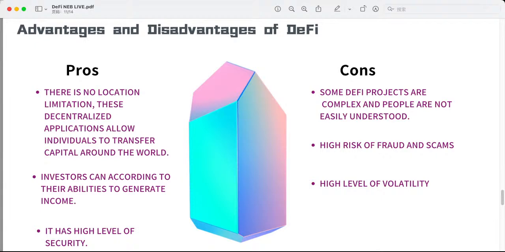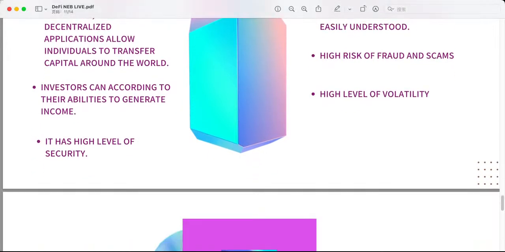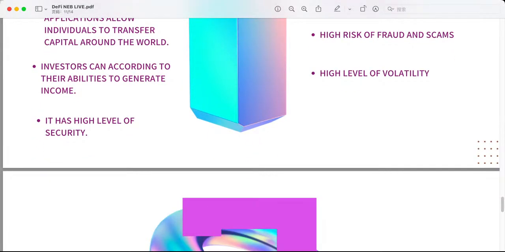So you already know some advantages and disadvantages of DeFi. I think you already know some concepts about DeFi and the whole work process of DeFi. If you want to know something about DeFi, you can type in the chat box, and I will prepare it for you. So let's go to the next part. I will go through the whole DeFi project for you.